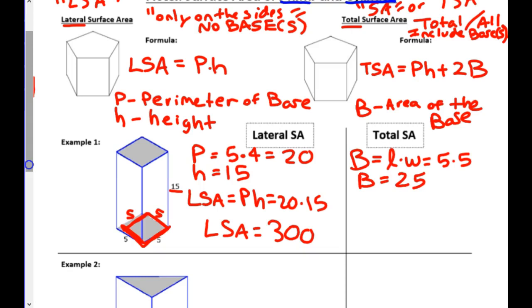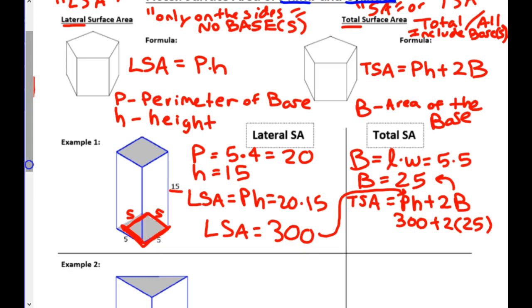So now what I got to do is I'm going to take my formula for TSA. So it's PH plus 2 big B, right? Now what did PH equal over here? 300. So it's really going to be 300 plus 2 times big B, which is 25, right?